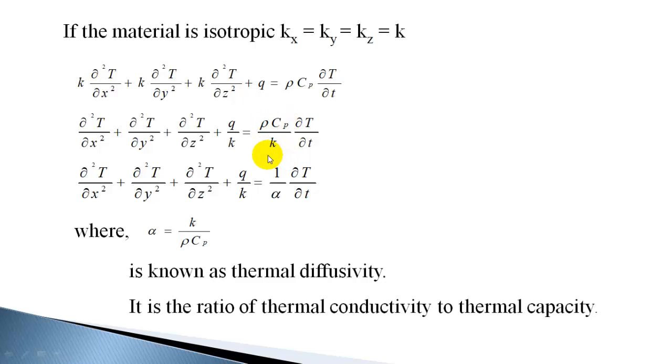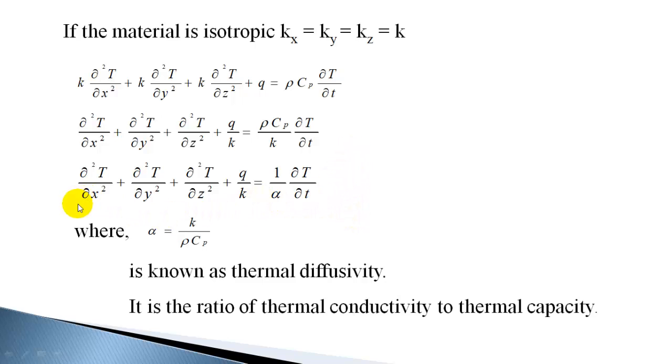I'll take the rho Cp into the denominator. You will get 1 by k by rho Cp, and k by rho Cp will be replaced by alpha, which is generally known as thermal diffusivity. So 1 by alpha, where alpha is k by rho Cp. K by rho Cp is replaced by alpha, which is the thermal diffusivity of the material. So you get the equation like this: del square T by del x square plus del square T by del y square plus del square T by del z square plus Q by k is equal to 1 by alpha into del T by del t.